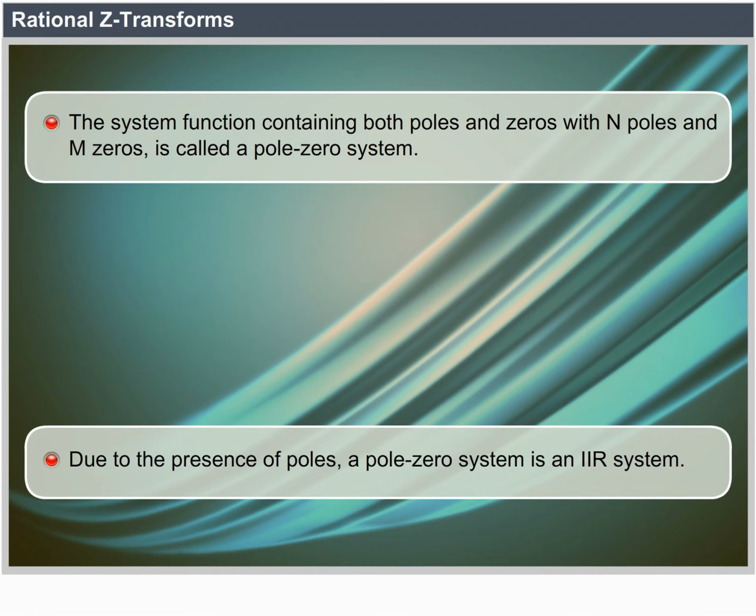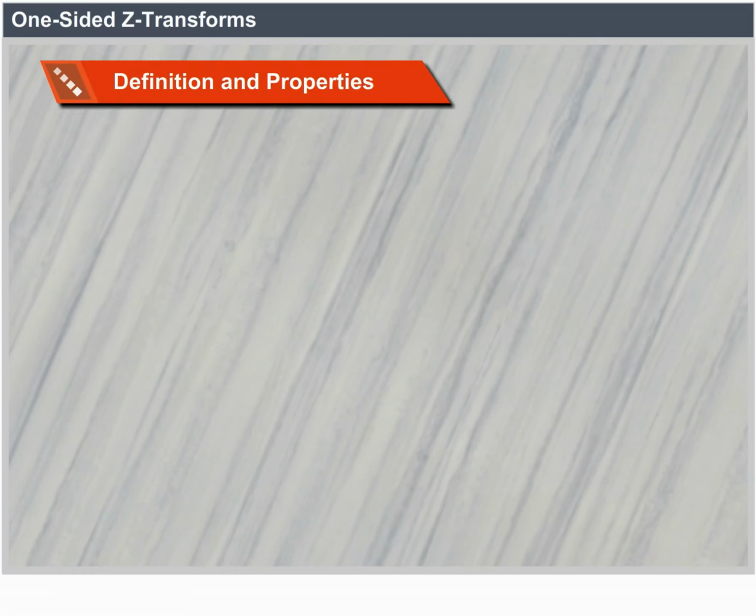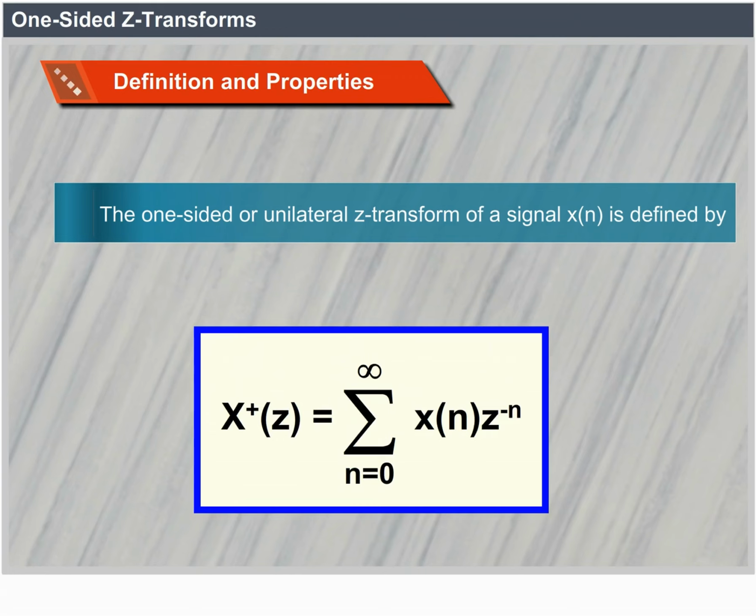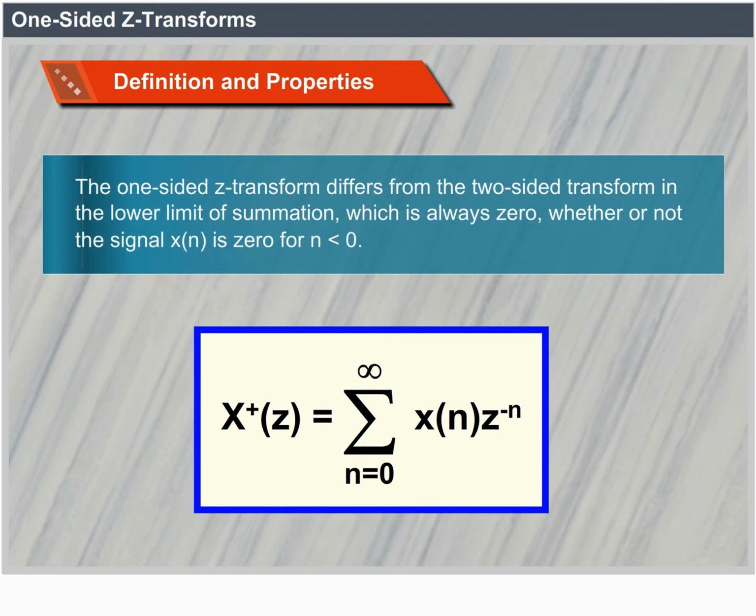One-sided Z transform. Definition and properties. The one-sided or unilateral Z transform of a signal x(n) is defined by X+(z) equal to summation n equal to 0 to infinity of x(n) z^(-n). The one-sided Z transform differs from the two-sided transform in the lower limit of summation, which is always 0, whether or not the signal x(n) is 0 for n less than 0.